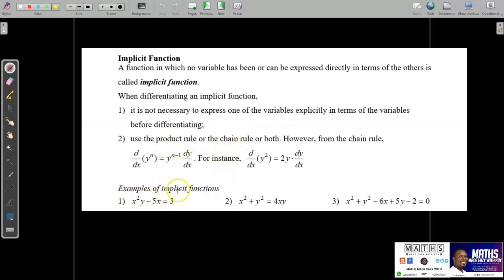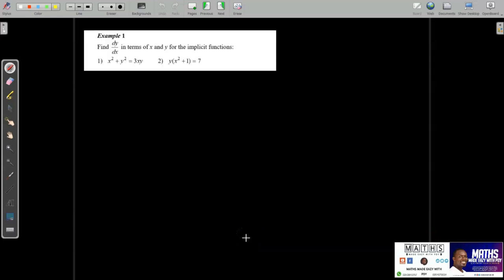Examples of implicit functions, we have example 1 here, 2 there, 3 there. All these are examples of implicit functions. And I've actually taken one example for you to try your hand on. So I'm going to do another one, then from there, you try your hands on others for me. So another example is coming on board.